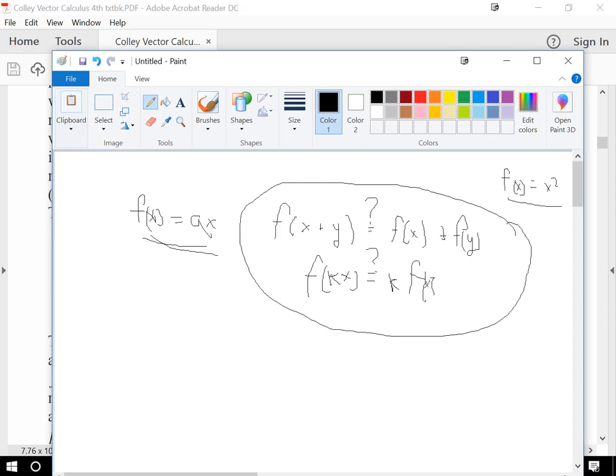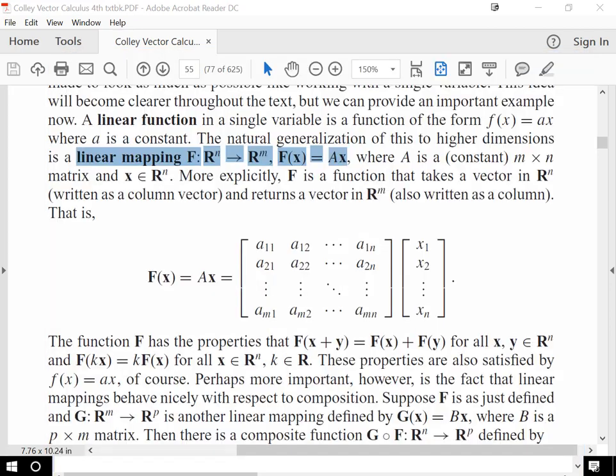Okay, so now we want to think about our matrix multiplication function. And we want to ask, is it linear? So this is what we mean. If we take f of x plus y, is that the same as f of x plus f of y? And also the constant multiplier property. So what about this?